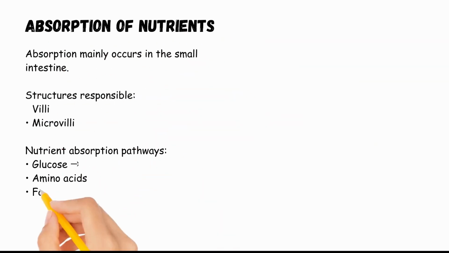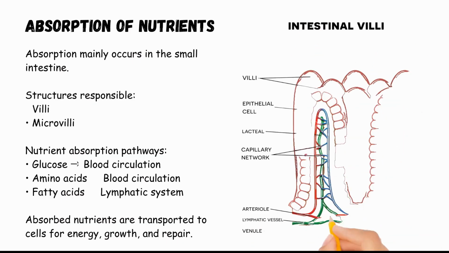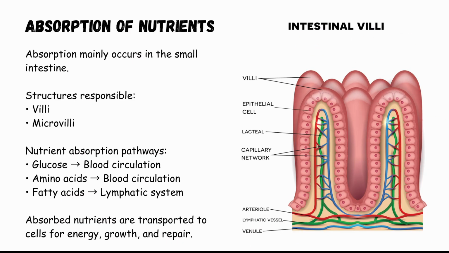Absorption is the process by which digested nutrients pass through the intestinal wall into the bloodstream or lymphatic system. Most absorption occurs in the small intestine. The inner surface of the small intestine contains villi and microvilli, which greatly increase the surface area available for absorption.